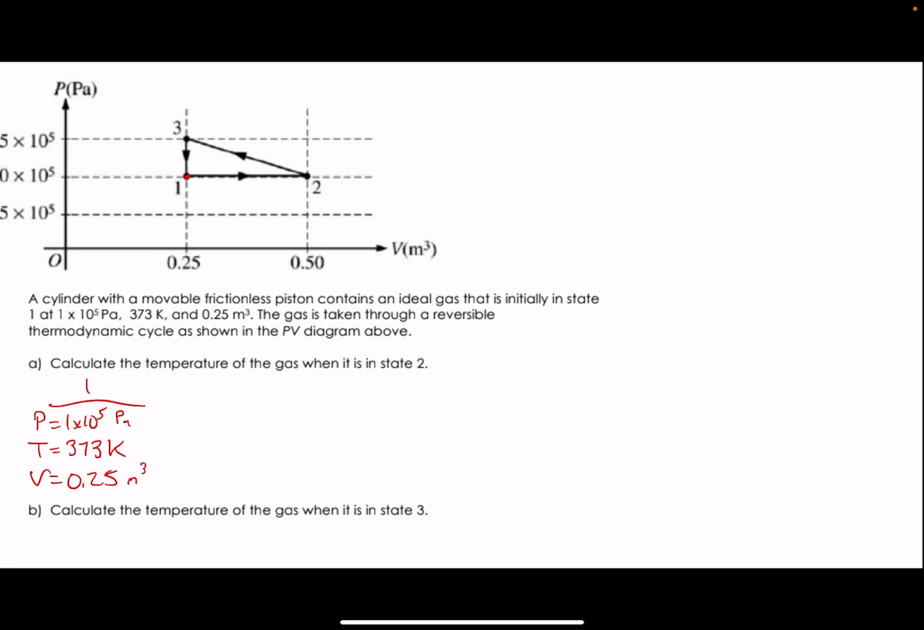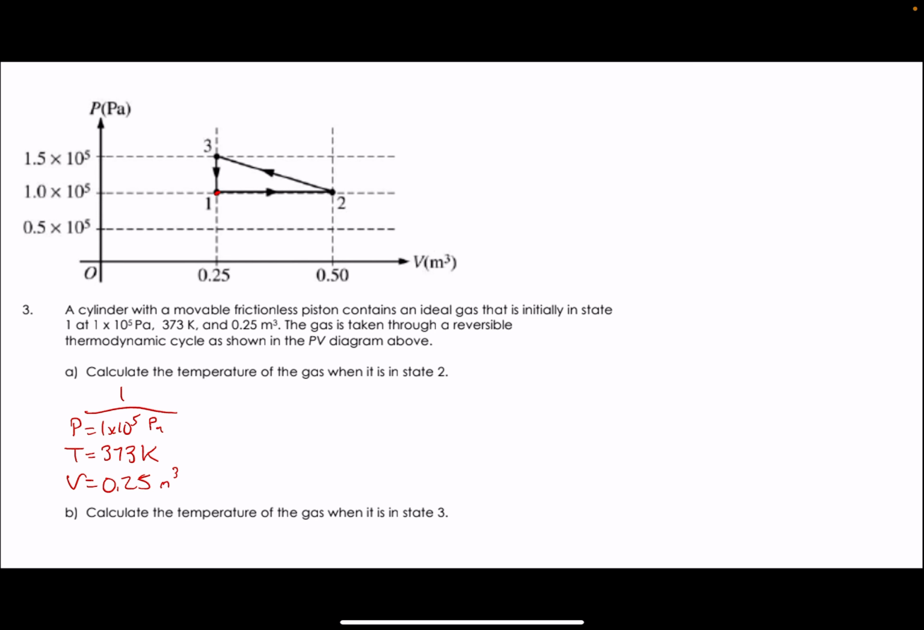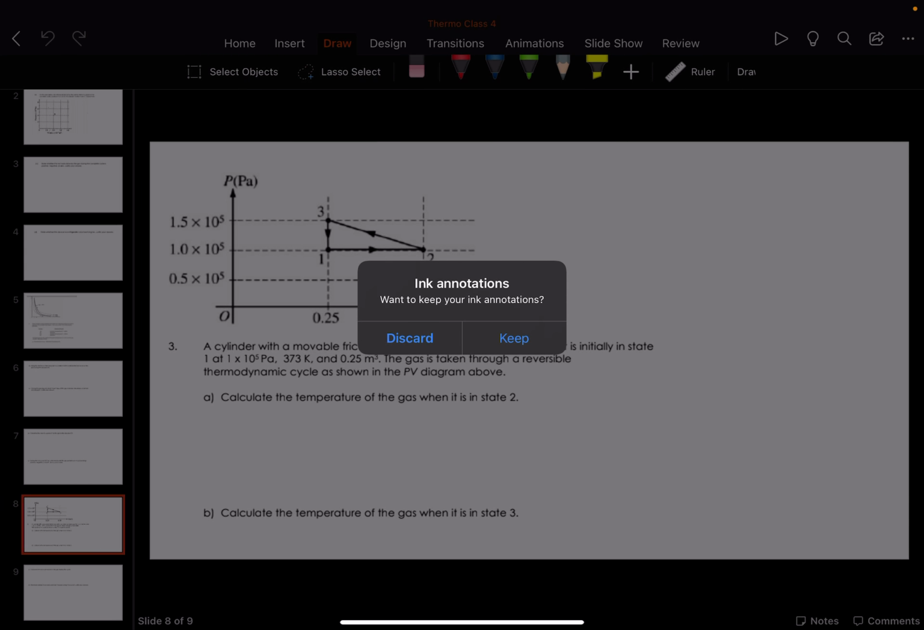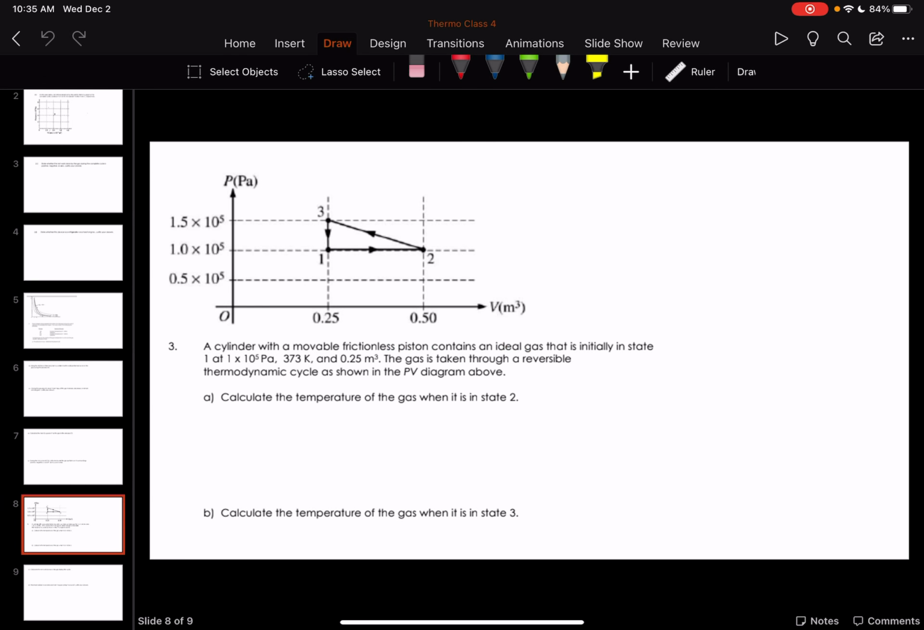The gas is taken through a reversible thermodynamic cycle as shown in the PV diagram above. So I'm going to teach you something real quick right here. That's why this is part of our notes. I messed up. Whatever.